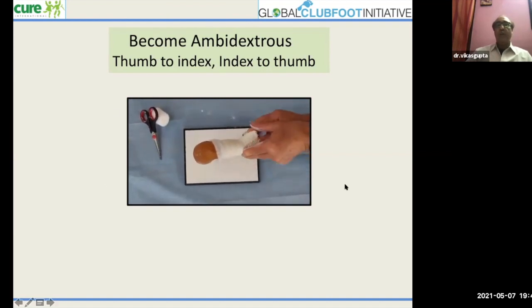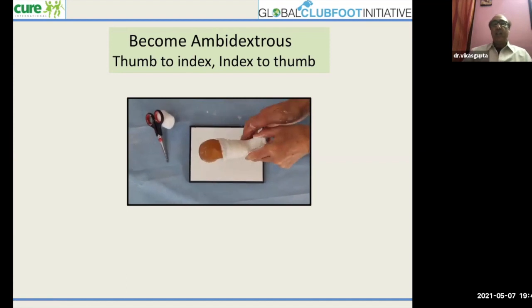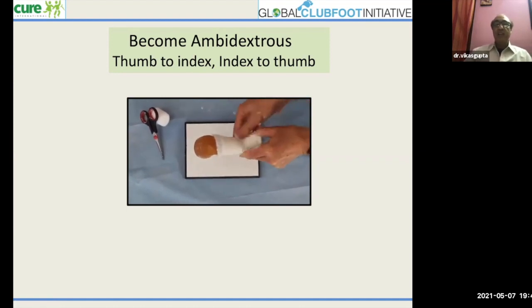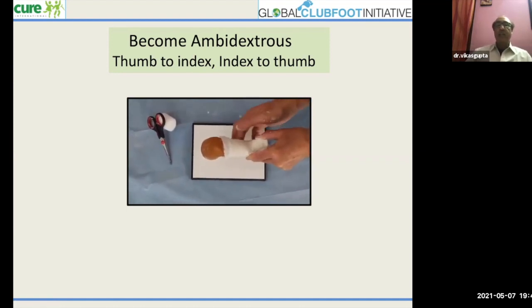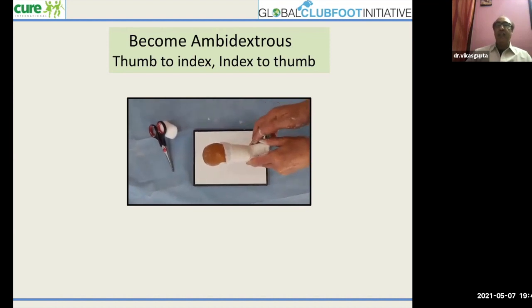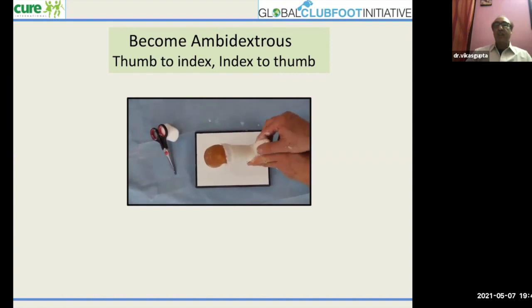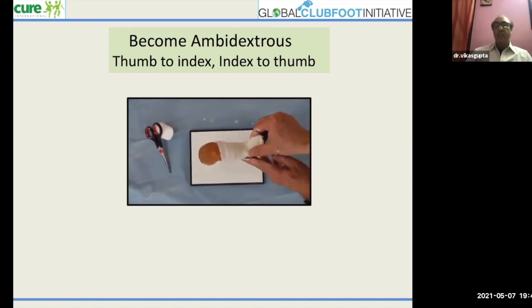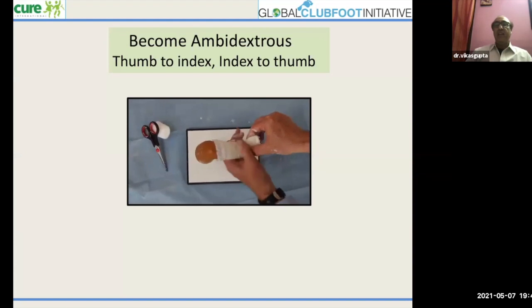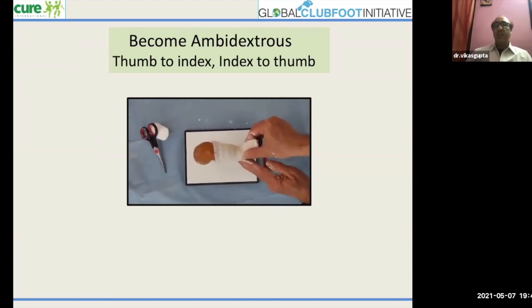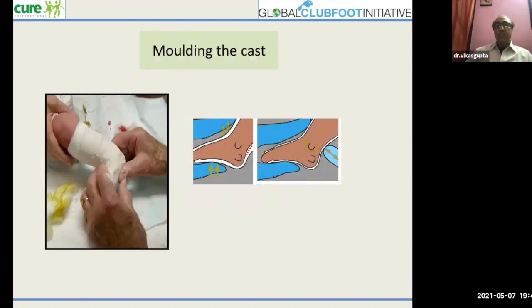Now, what is important to understand at this point, you have to become ambidextrous. The surgeon now should take his hand out from the knee joint and use thumb to index and index to thumb, not only to mold the cast, but also to maintain the correction. Okay. So this is called one hand technique, where he uses both his hands to maintain the correction as well as to mold the cast. So this is very important.